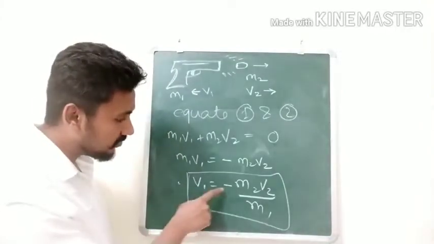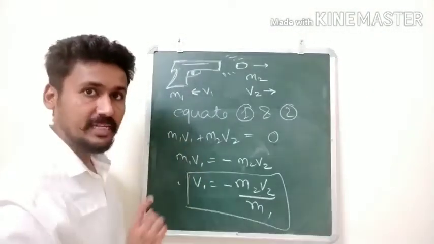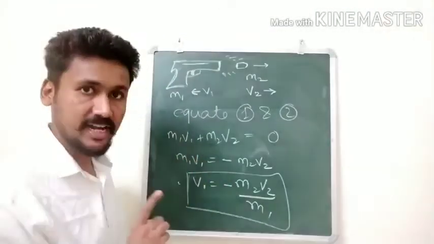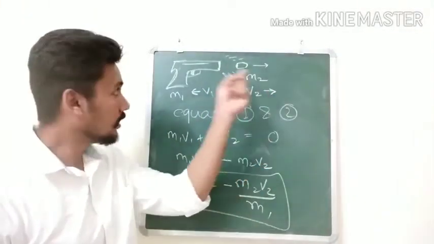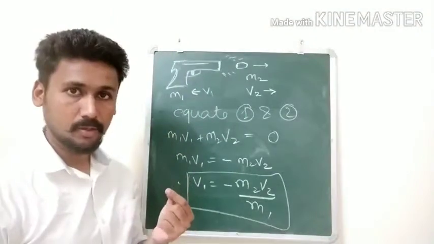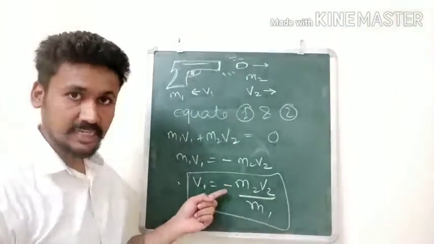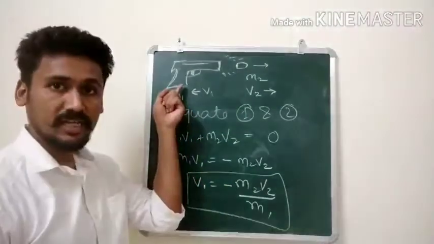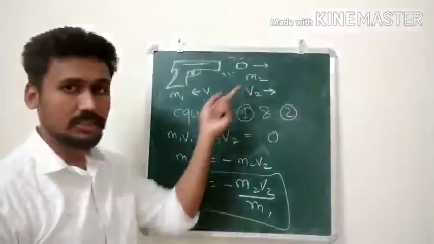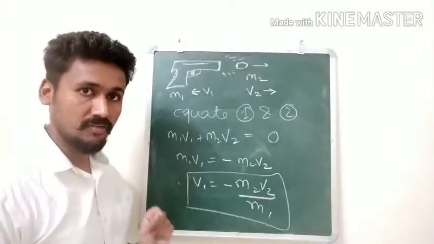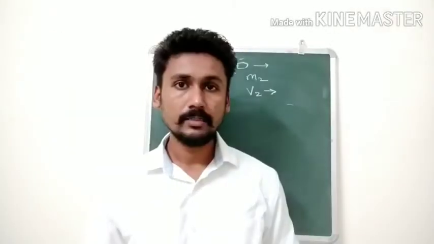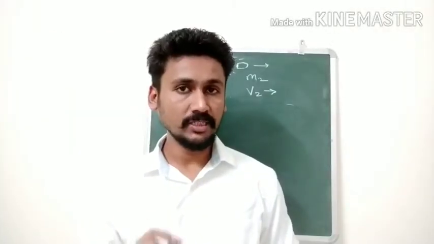You will notice that v1 is getting the sign of minus. Why are we getting a minus sign? We are assuming that the bullet is moving forward, so the gun will move backward. Okay, so this minus sign signifies that the velocity of the gun is opposite to the velocity of the bullet. Correct? So this is the formula for the recoil velocity of a gun. So I hope that derivation was understood.